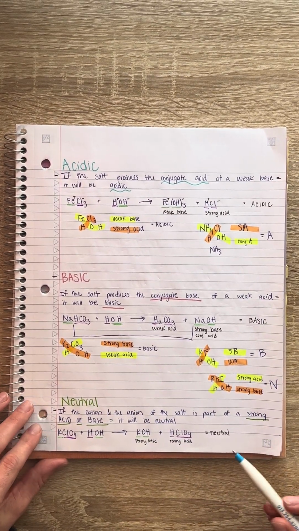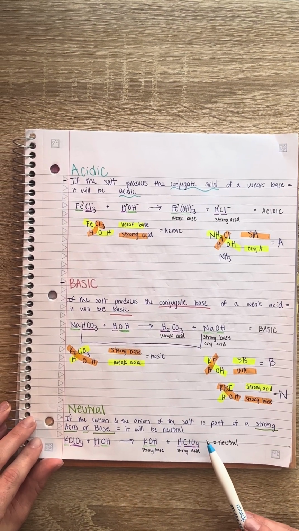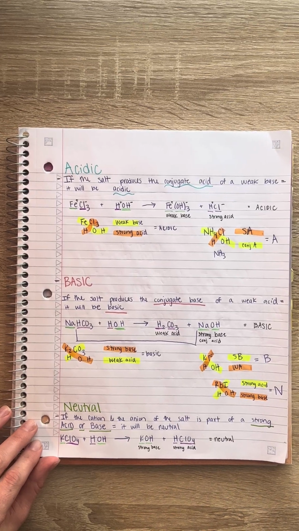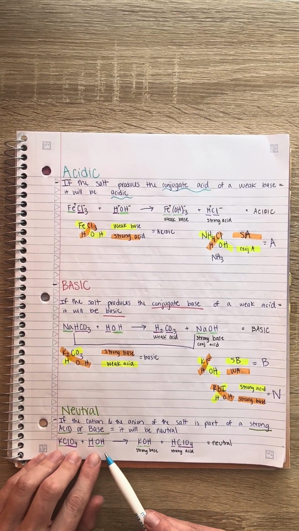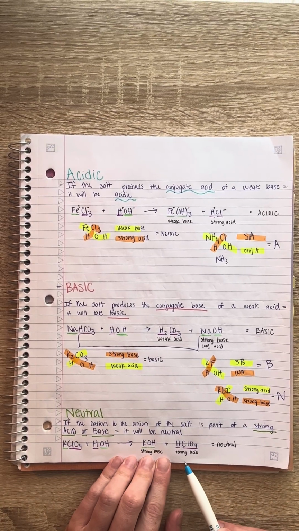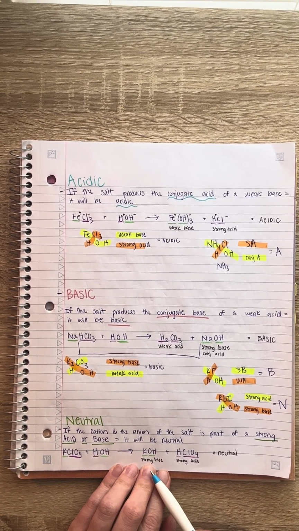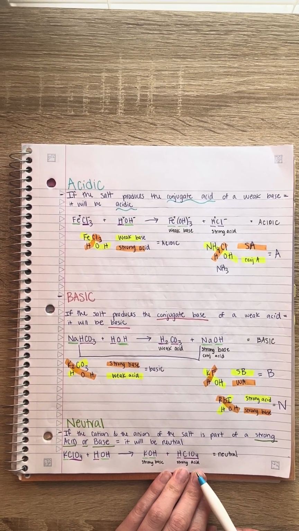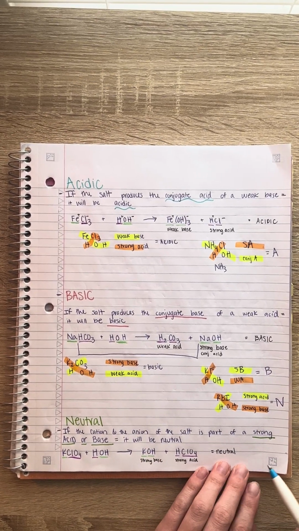Moving on to neutral, your definition: if the cation and the anion of the salt are part of a strong acid or a strong base, it will be neutral. So here's our double displacement, KClO4 plus water. That's going to break into our strong base, strong acid. So KOH is our potassium hydroxide. HClO4 is our strong acid, that's perchloric acid. So strong and strong, that's going to be neutral.